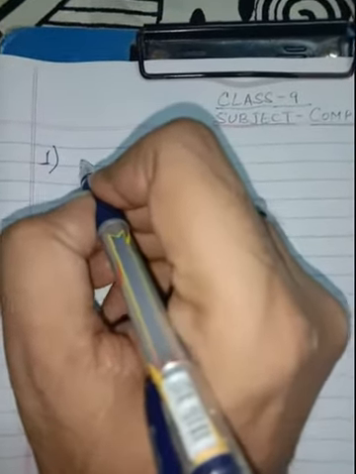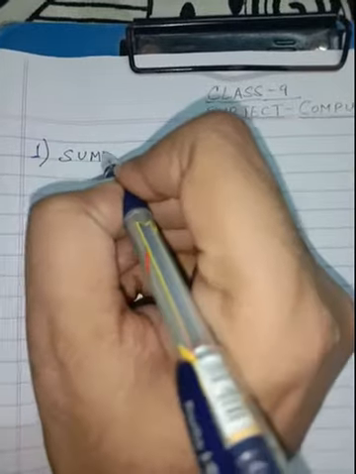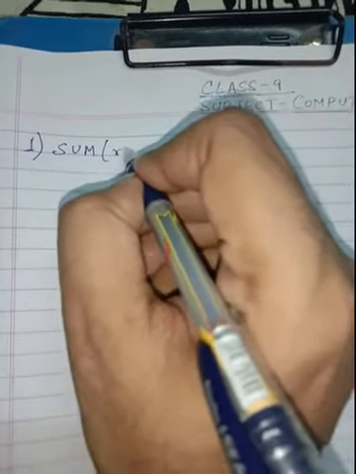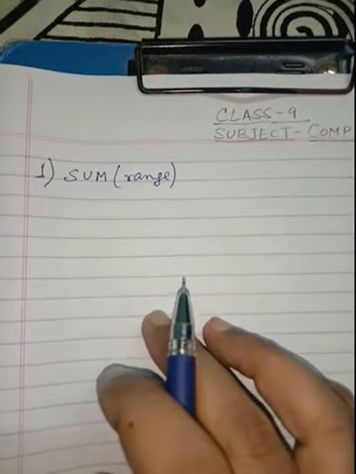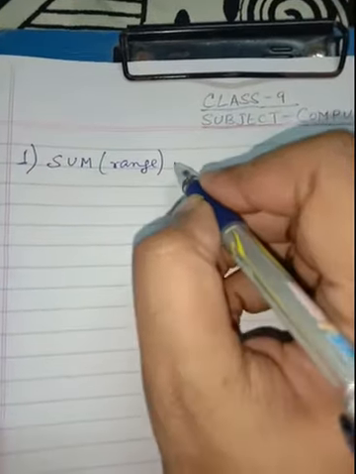Number one is sum. And here we give the range of sum. So what does sum do? It calculates the sum of a given range over here.